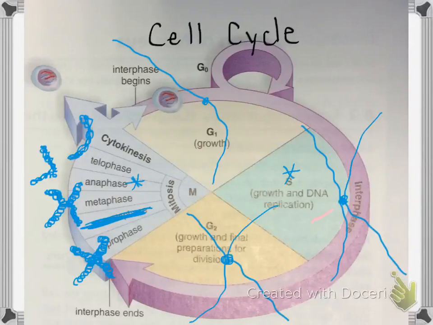And then look at S. Now I'm at S. I would say I still have chromatin, but now it is double-sided. How did it do that? It replicated, because during S, DNA replicates. Okay? And then look at G2. It's still double-sided. It's still chromatin.